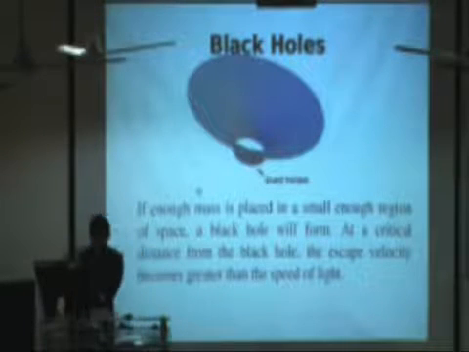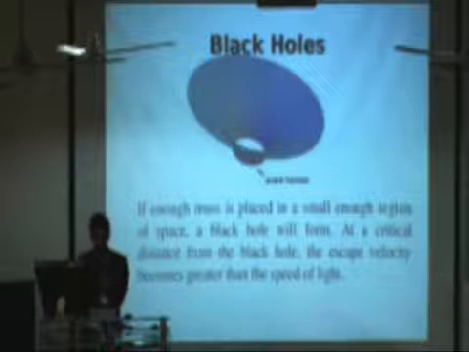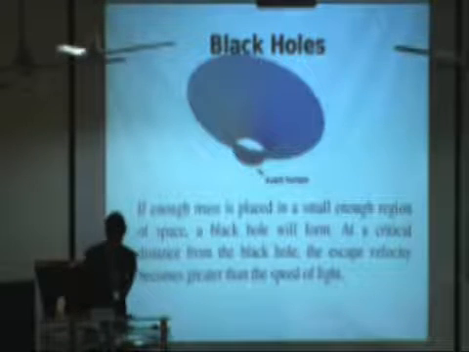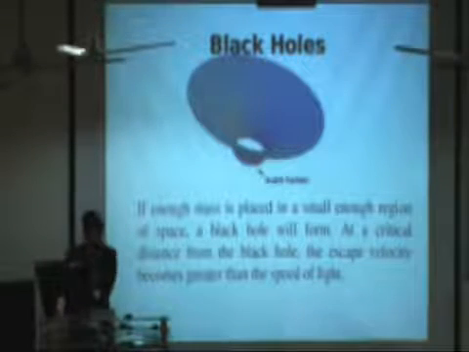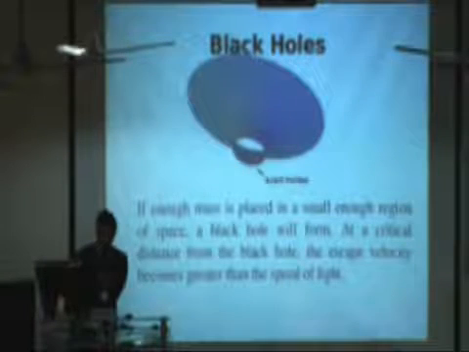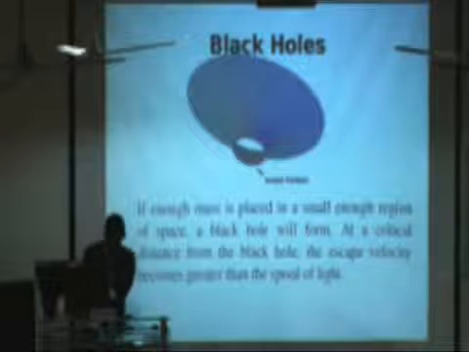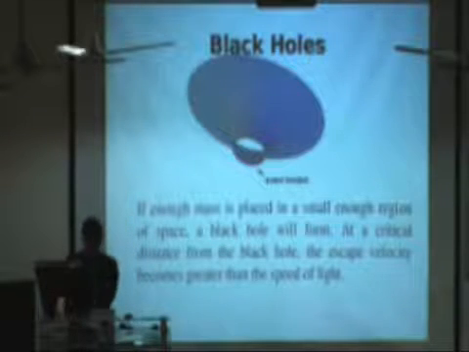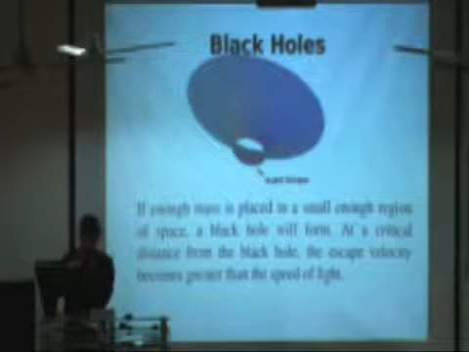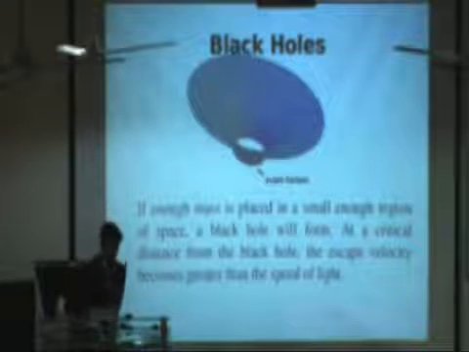Okay, so what is a black hole precisely? If enough mass is placed in a small enough region of space, a black hole will form. More precisely, a black hole is some gravitational object for which there's a critical distance from which the escape velocity becomes greater than the speed of light. And special relativity tells you that no object can travel faster than the speed of light.